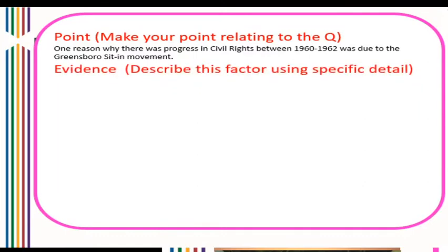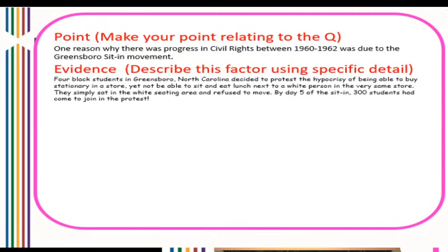Then you need to add some evidence. This is where I'm simply telling the examiner what I know about what the sit-ins were. So tell me what the sit-ins were. I've said four black students in Greensboro, North Carolina, decided to protest the hypocrisy of being able to buy stationery in a store, yet not being able to sit and eat lunch next to a white person in the very same store. They simply sat in the white seat area and refused to move. By day 5 of the sit-in, 300 students had come to join in the protest.